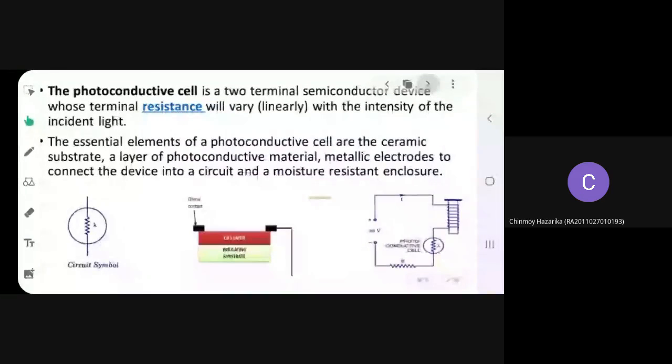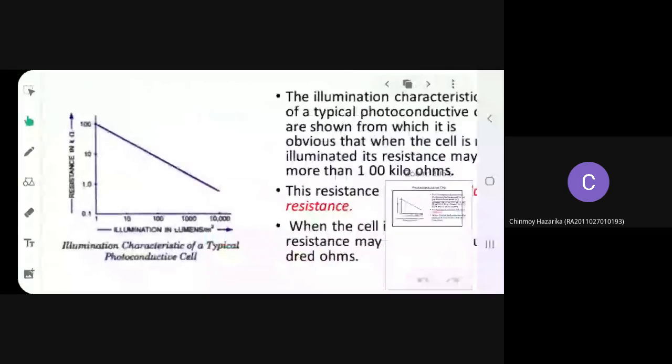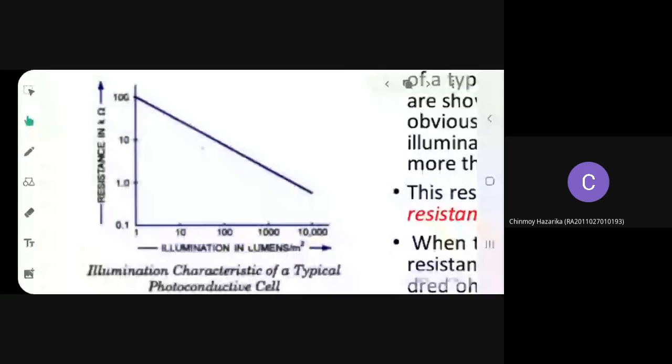If you see the characteristics here, this is the characteristics of the photoconductive cell. This is drawn between illumination and resistance. This variation is a linear variation with respect to the light intensity. When the illumination is very low, when it is assumed 10 or 1, what is the value of the resistance? Maximum or minimum?